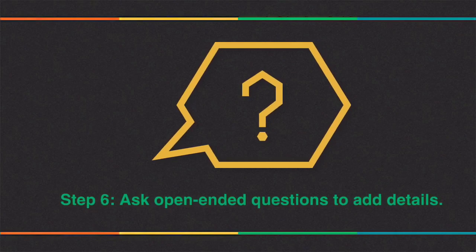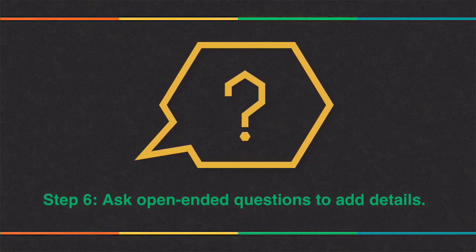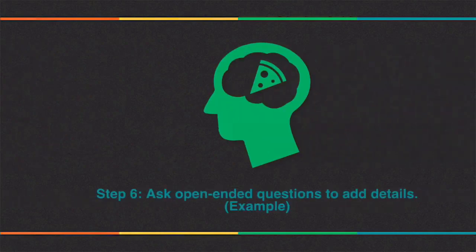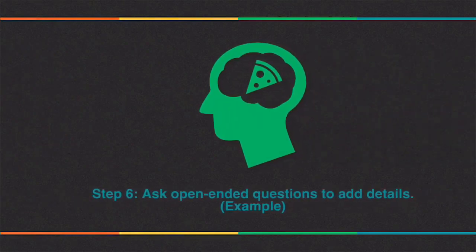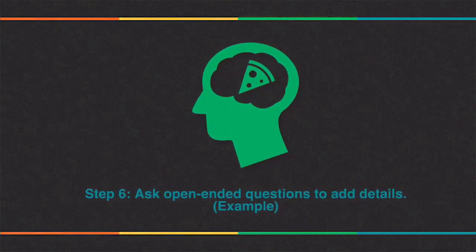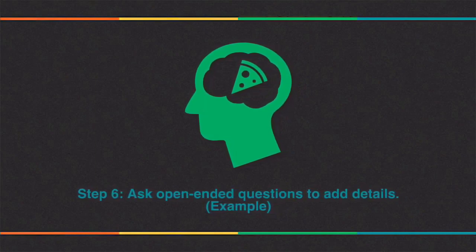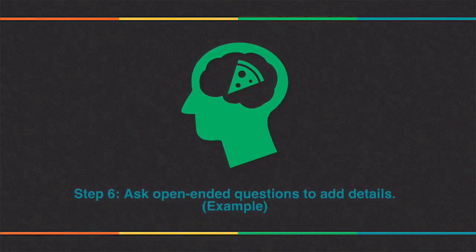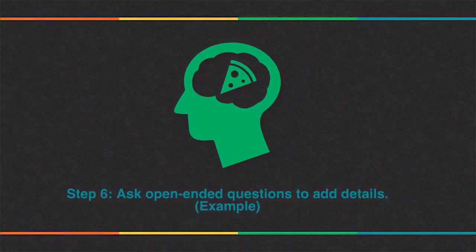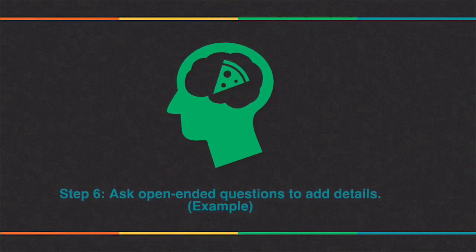Step 6 is very similar to Step 5. However, in Step 6, you ask open-ended questions to add more details that are not yet known. The new questions might sound like this. When does John eat a pizza? Or, why does John eat a pizza? You could ask, with whom does John eat a pizza? Or, how often does John eat a pizza? The idea is that you're pulling new details from the story out of your students' minds.